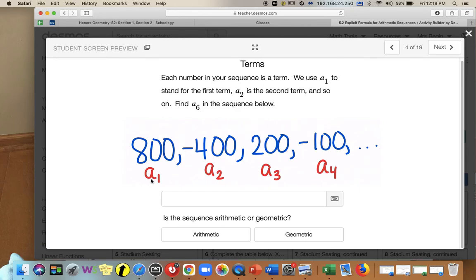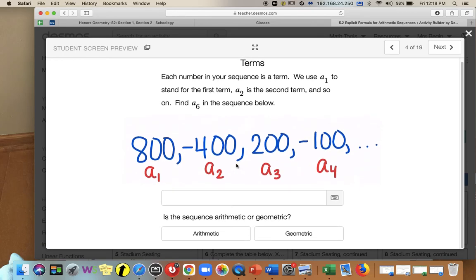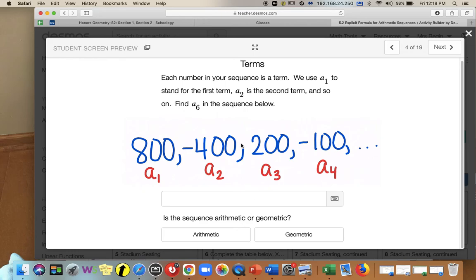So again, the first number, a sub 1, is 800. The second number, a sub 2, is 400. The third number, a sub 3, is 200, and so on. And we have to look for the rule. So first of all, is this arithmetic or geometric? And if you notice, we're dividing by 2, or negative 2, I should say, every time. And that's the same as multiplying by 1/2. So again, to find the ratio, and let me write this sequence up. So we have 800, negative 400, 200, negative 100.